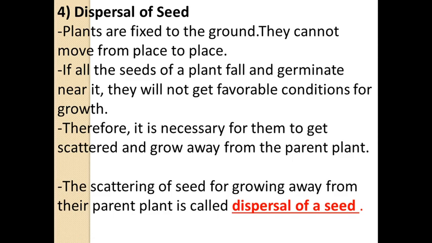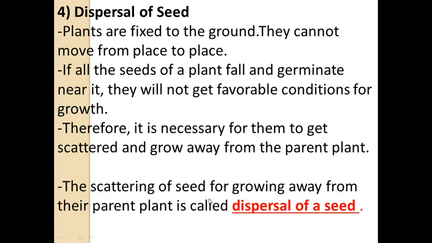30 to 40 people in a bus. But if 100 people are there and they want to sit in the bus, they cannot. It means overcrowding is there. Like that, if the seeds fall down at a particular place, there is overcrowding. It means the seeds cannot get favorable conditions, and that's why scattering is important.